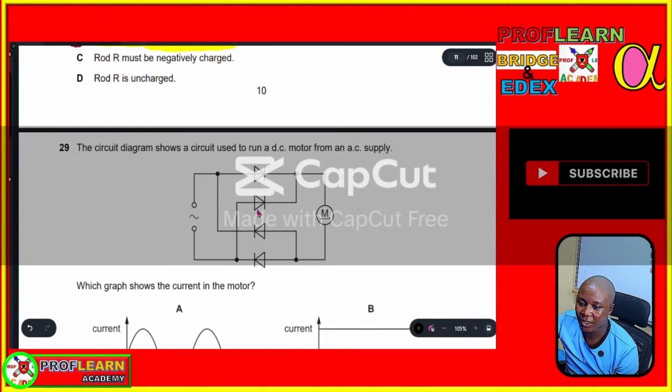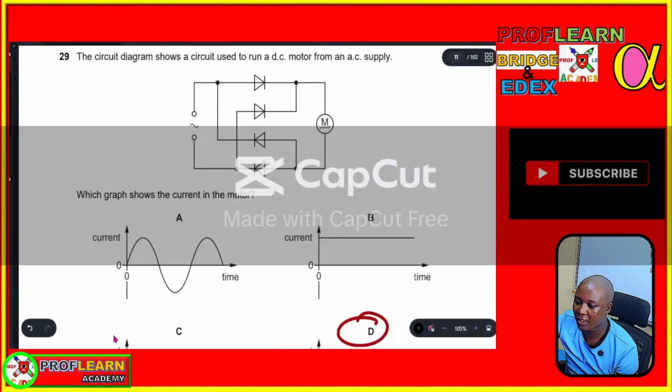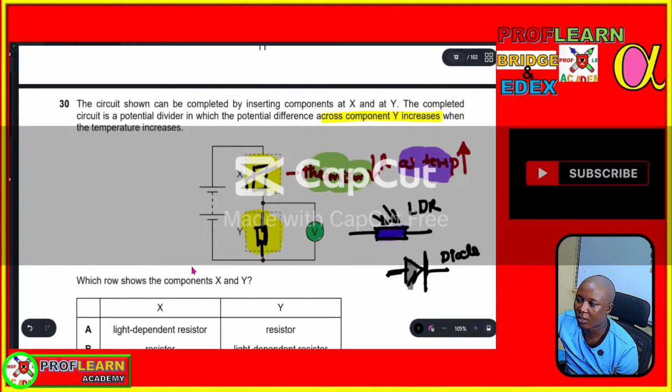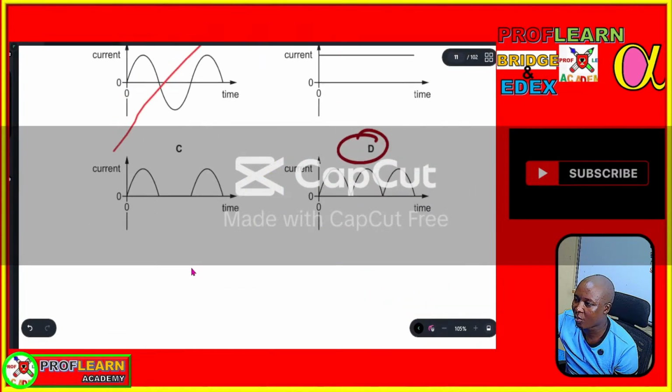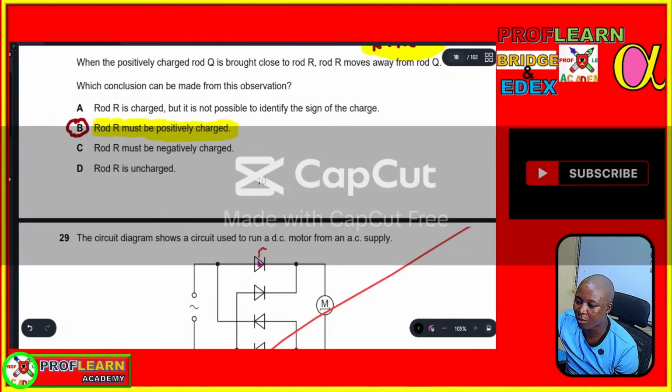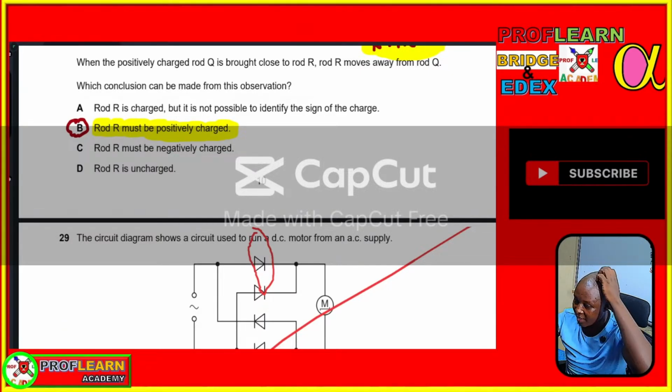Question number 29, application of rectifiers. Rectification and using of the diode. What I can mention, you need to know that this is a symbol of a diode, and a diode is a device that allows current to flow only in one direction. So the rest of the part are not necessary as far as your exam is concerned.